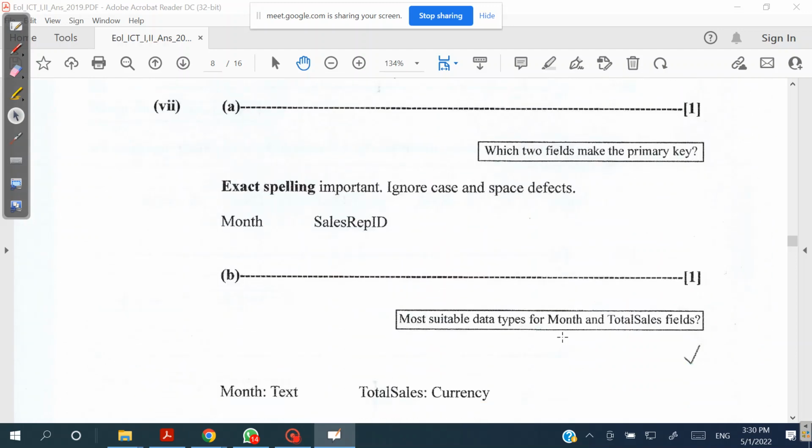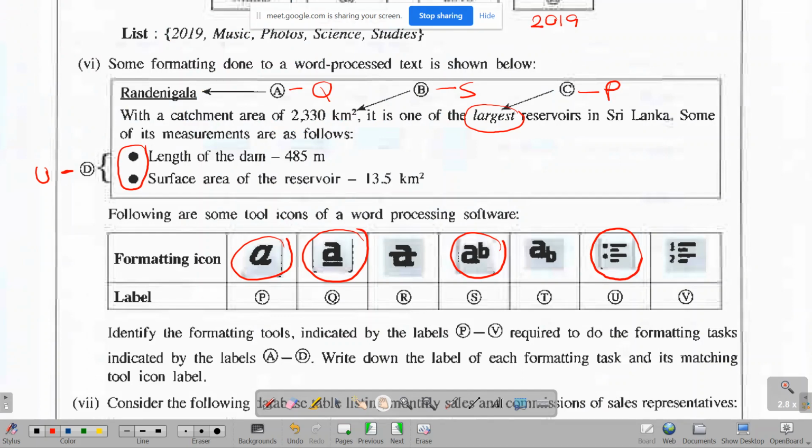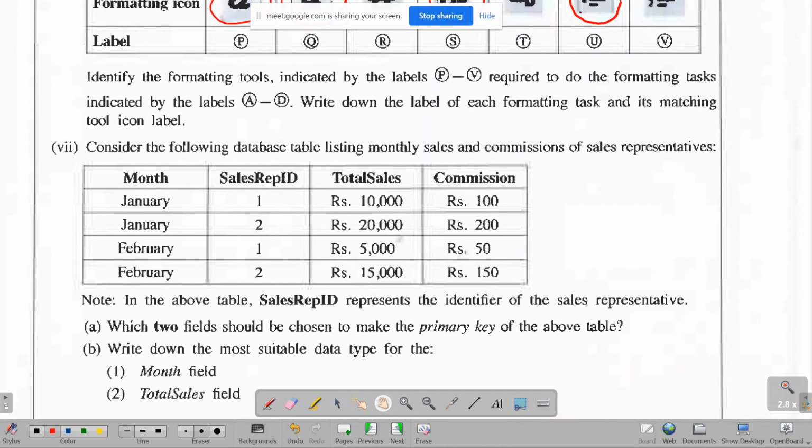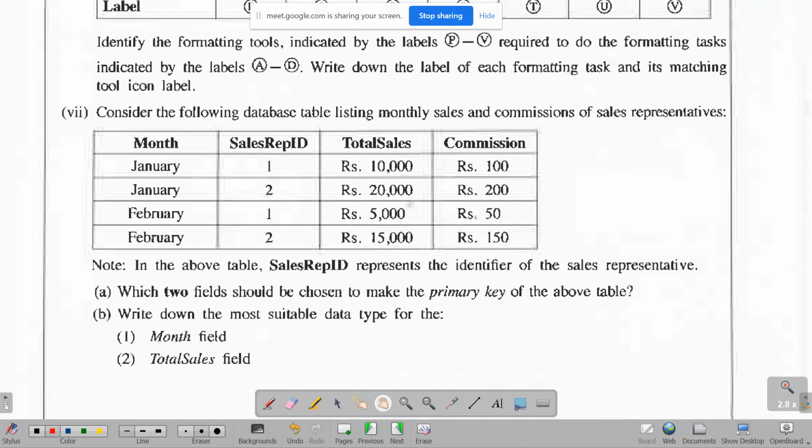Right, so the 7th one. In the 7th one it says, consider the following database table listing monthly sales and commission of sales representative. They have given a note in the above table, sales rep ID represents the identifier of the sales representative. They are asking which 2 fields should be chosen to make the primary key of the above table. So they have specifically asked which 2 fields, so that clarifies there is no one specific field that can act as a primary key.